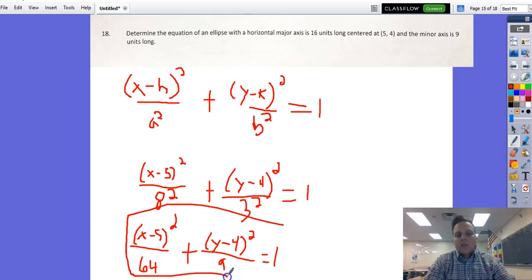Once again, guys, remember to half your axis and then square. Okay? I genuinely apologize that I forgot to do that for you. That's what you need to do. You need to take half your axis and then square it.